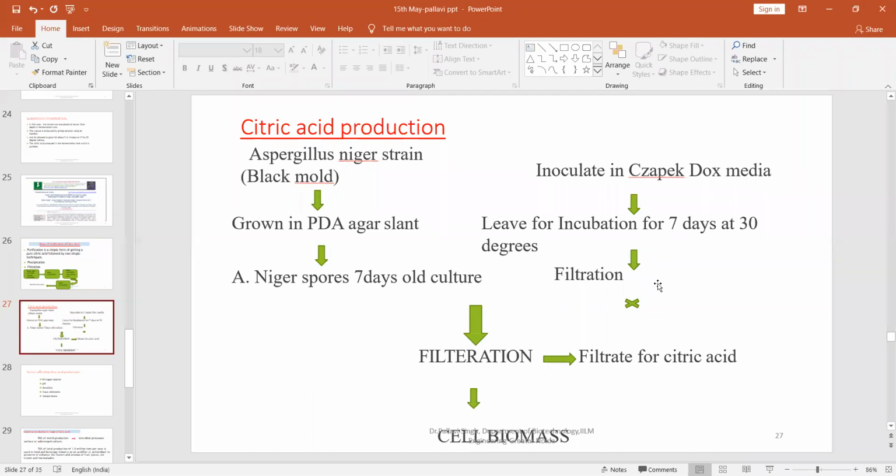After 7 days, we went for the filtration and purification, just the way I told you, by adding calcium carbonate and sulfuric acid. And then we quantified how much citric acid was produced. The quantification of the citric acid was done by titration. We used sodium hydroxide to titrate and find out the concentration of the citric acid.